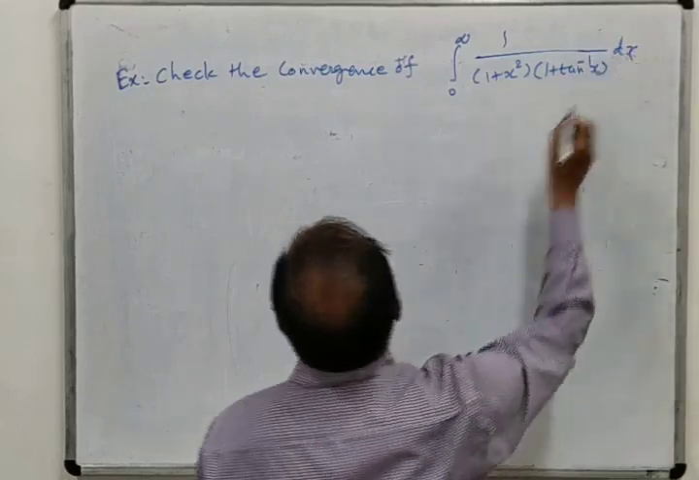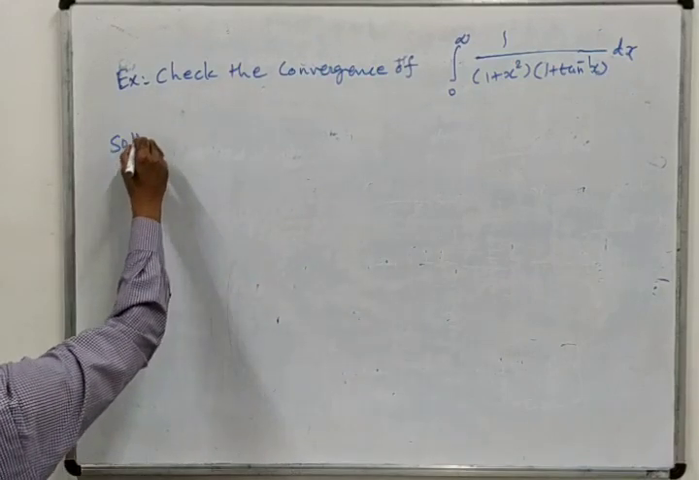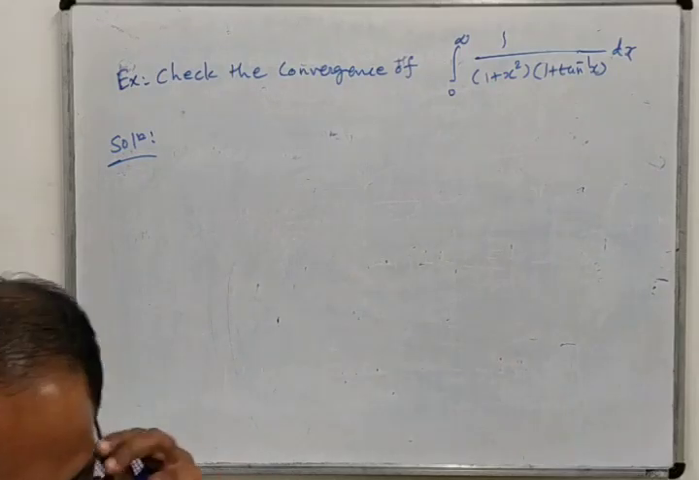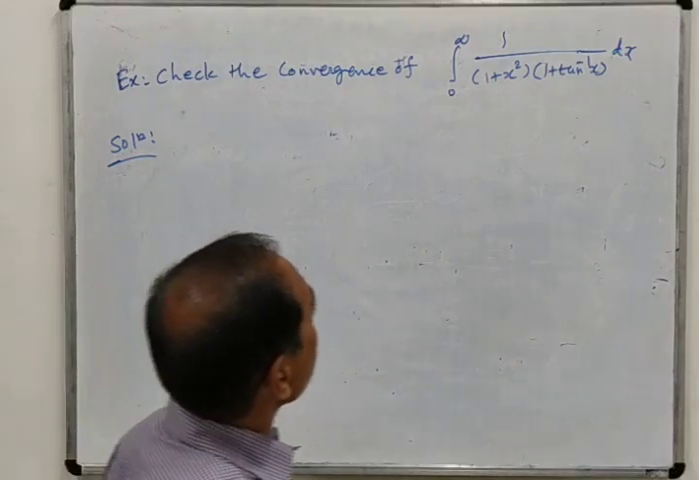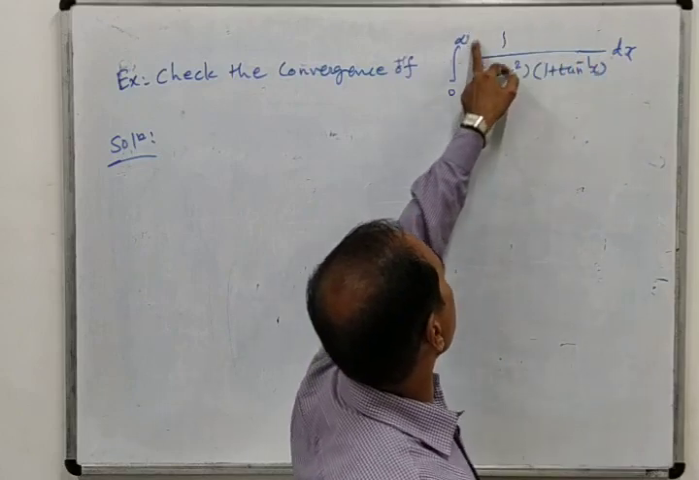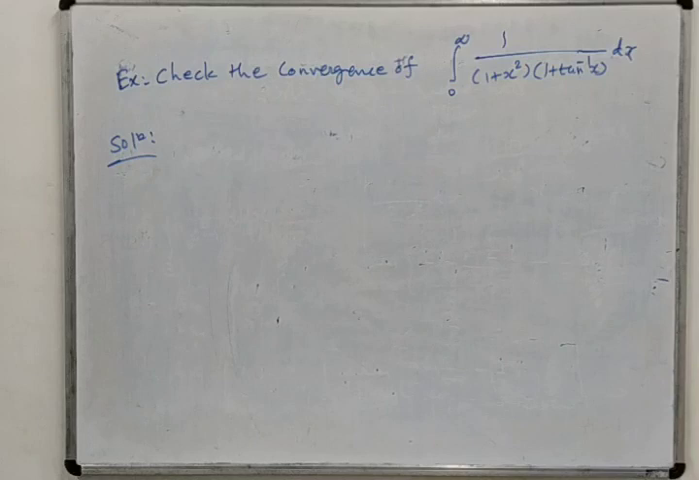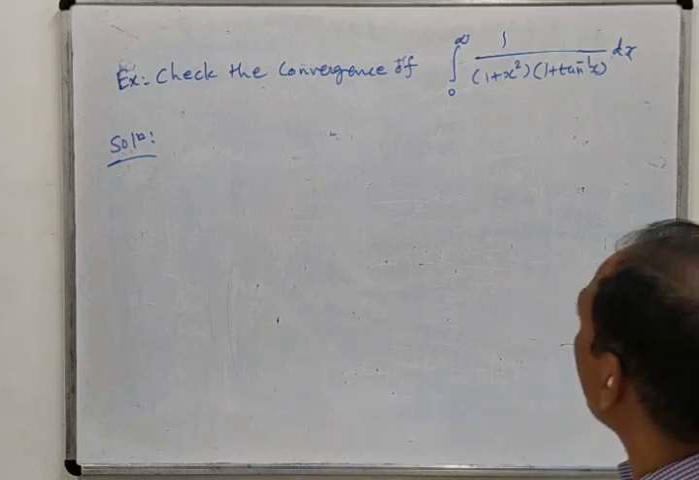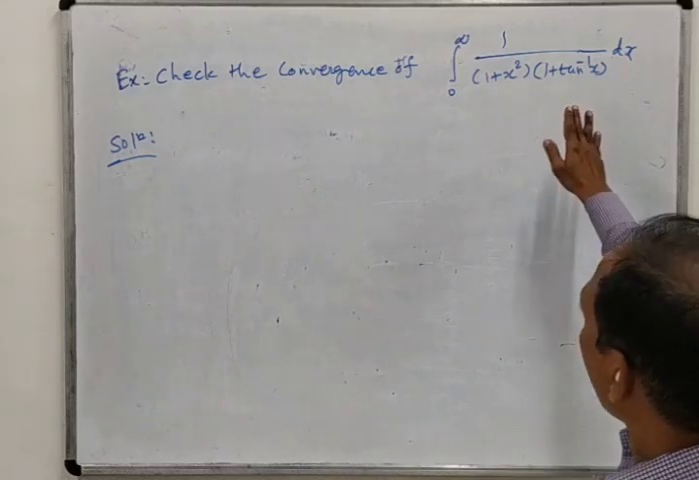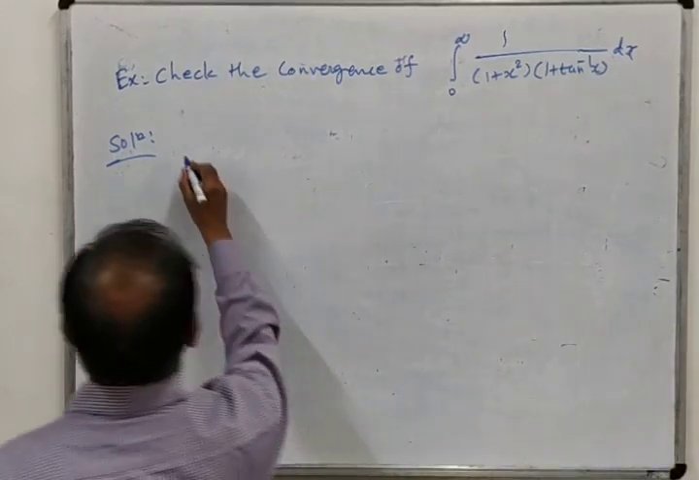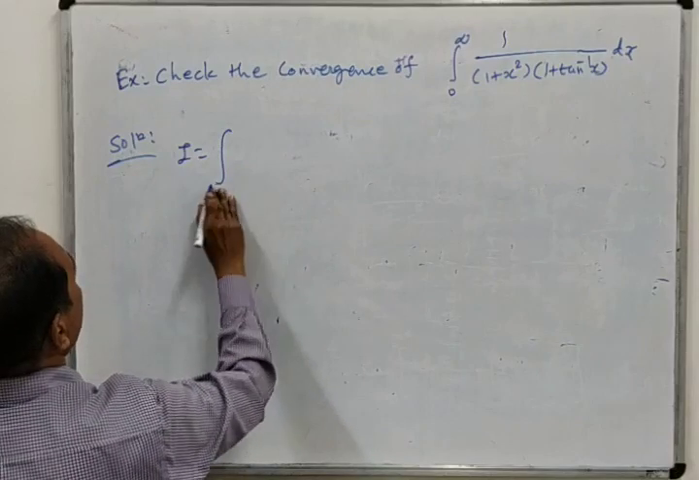Here we can see the solution is very simple, but by looking at the example you may be thinking that this is very difficult. First of all, as I told you in the last lecture, you see whether this is integrable directly or not. If its integration is simple, then you don't have to worry. You can do it directly without using the comparison test or the absolute convergence test.